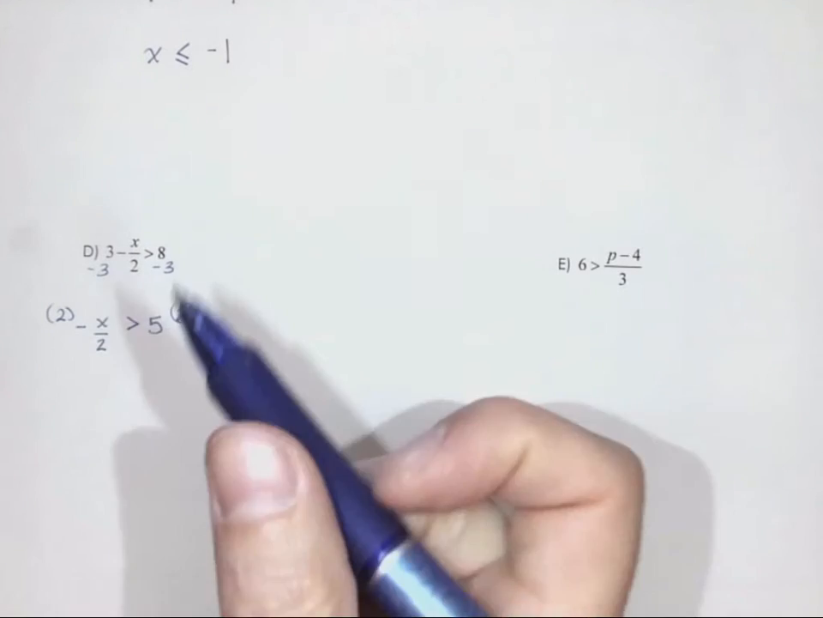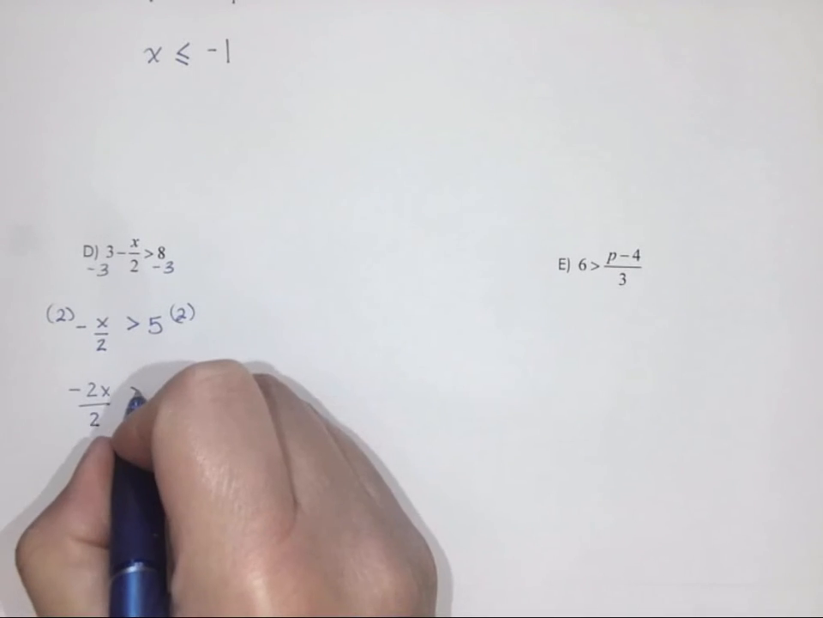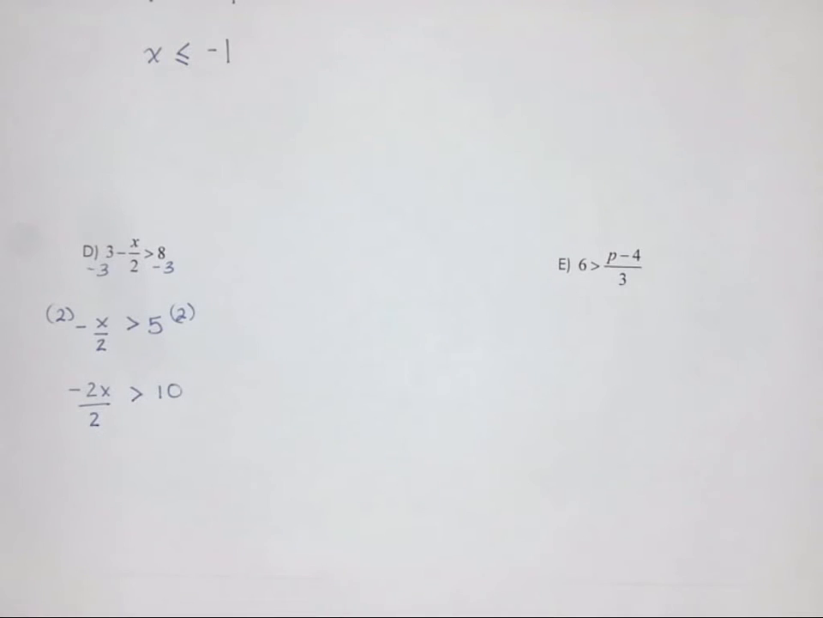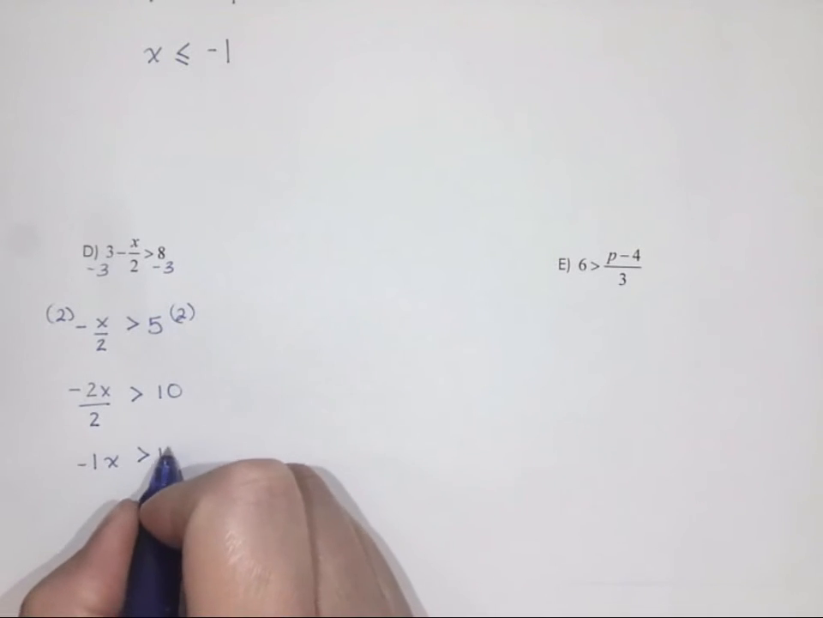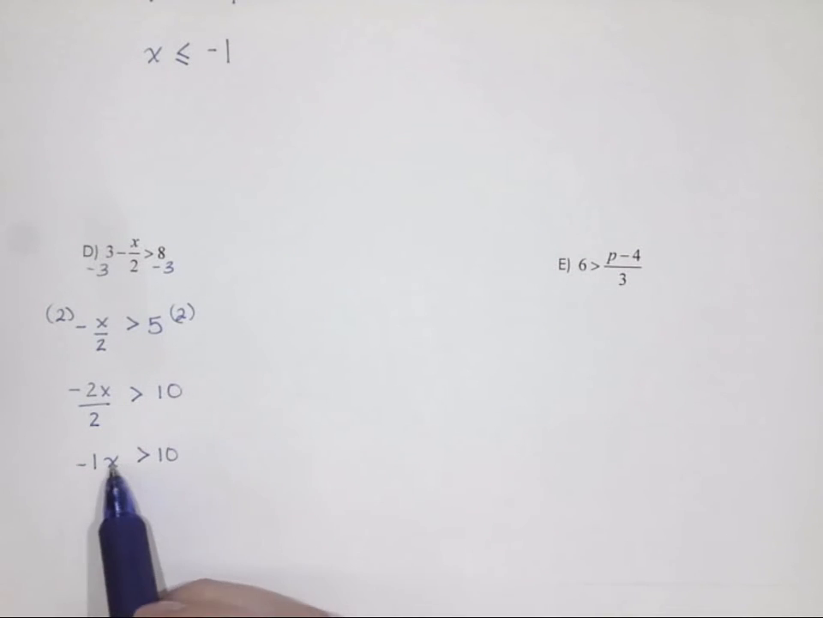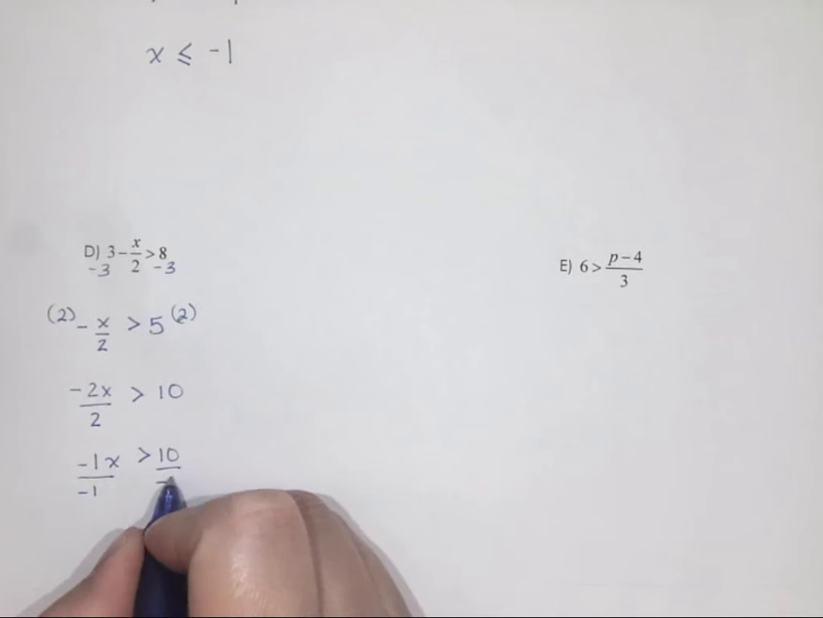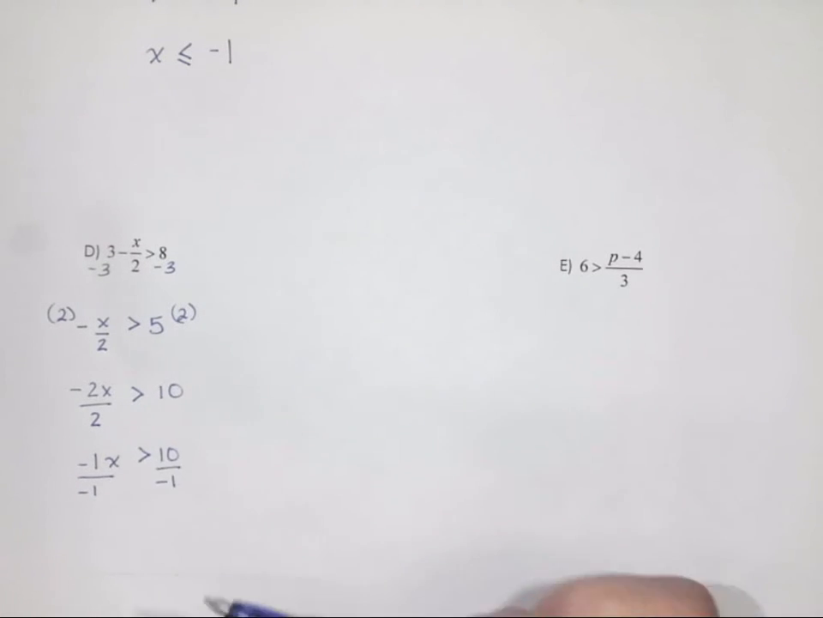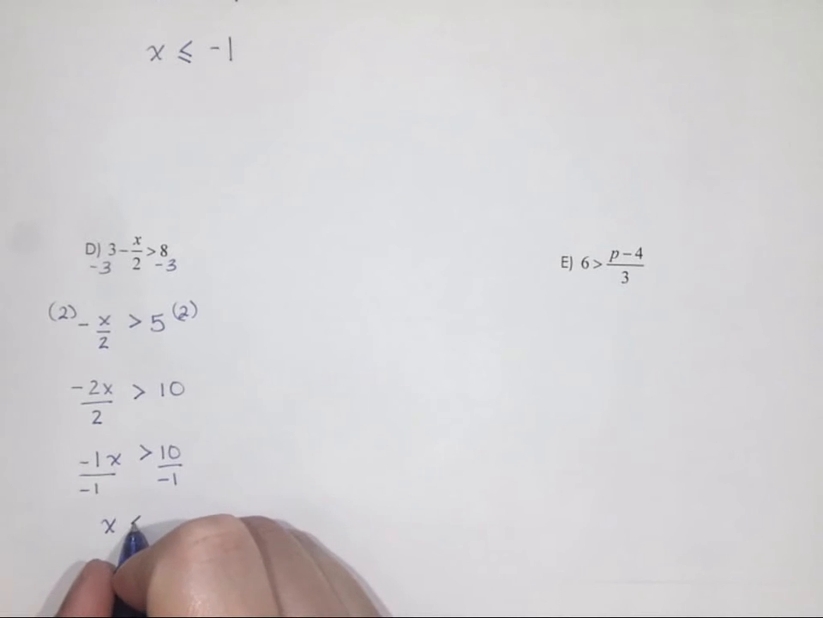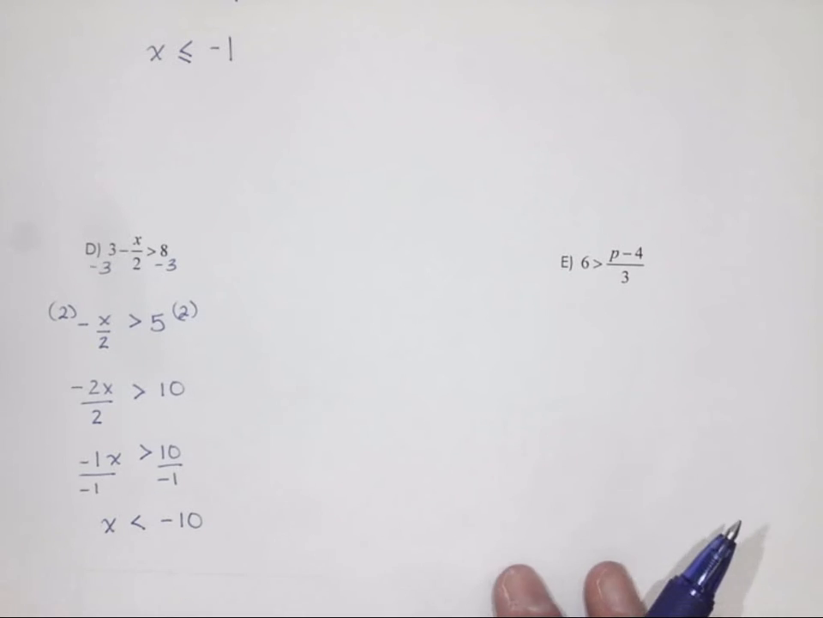Let's try that again. Left with a -2x over 2 is greater than 10. So that's going to leave me with a -1x is greater than 10. So I just want a positive x, so I'm going to divide by -1, divide by -1. Because I had divided by a -1, my inequality is going to flip. And so this is going to be x is less than -10.